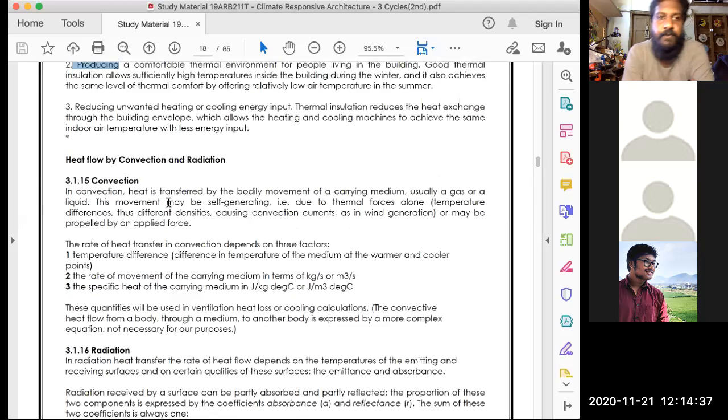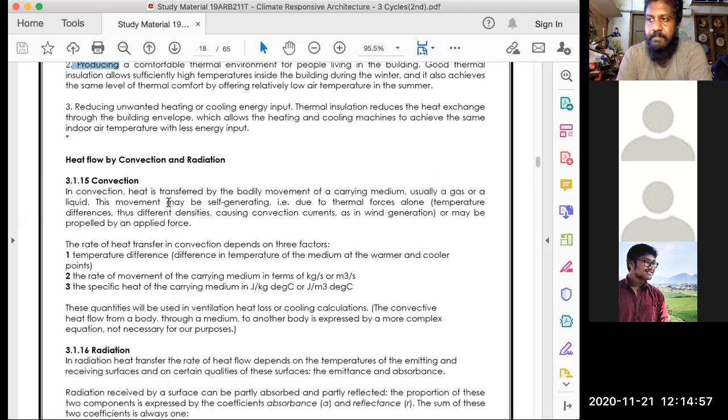Now, heat flow by convection and radiation. This is another repetitive part, but as part of the content and the syllabus, we have to go through it. In convection, heat is transferred by a bodily movement of a carrying medium, usually a gas or liquid.